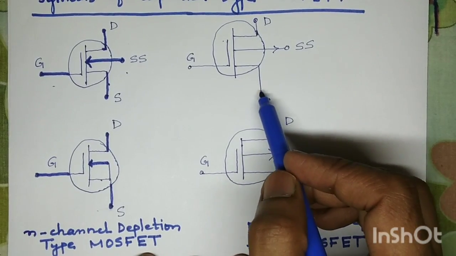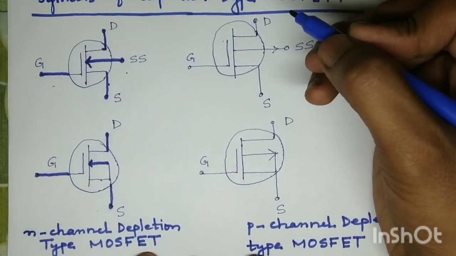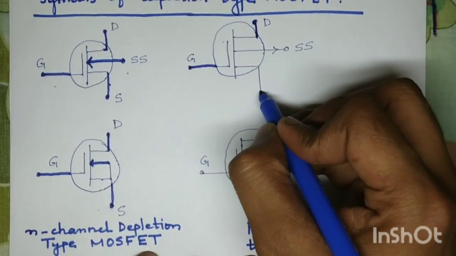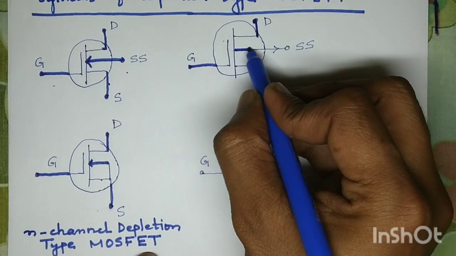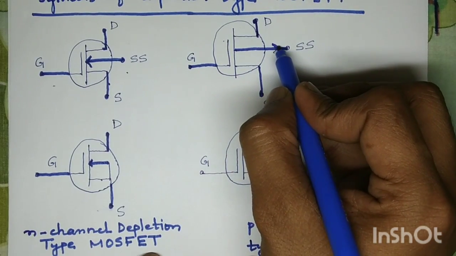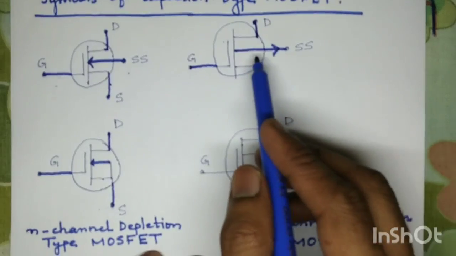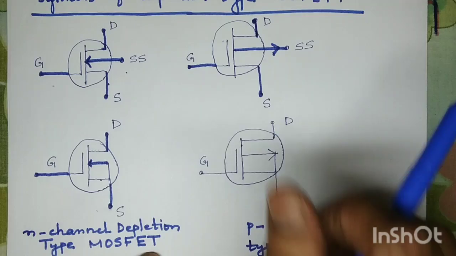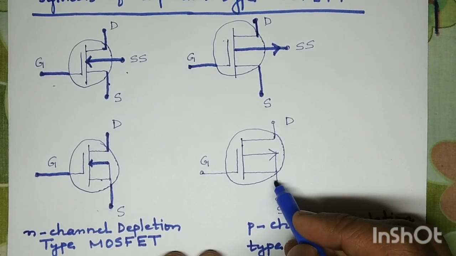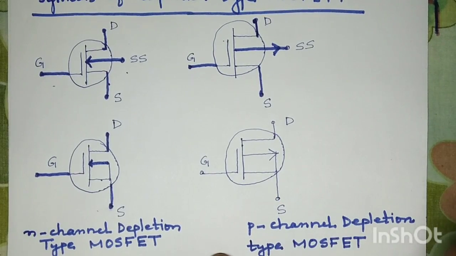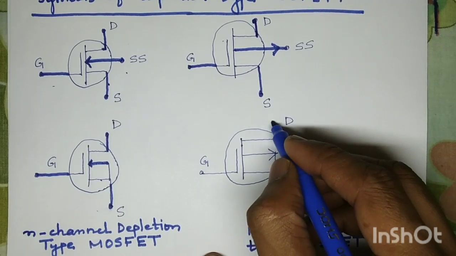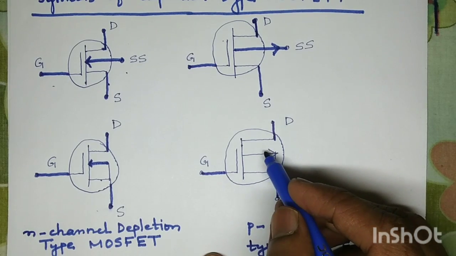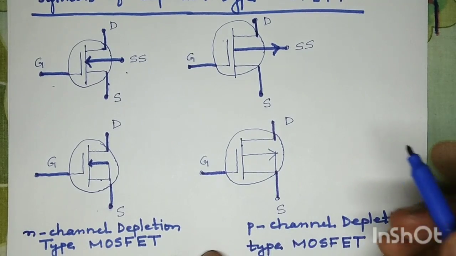Next, similarly for the P channel MOSFET, in P channel depletion type MOSFET, this is the drain terminal, this one is the gate terminal, and this one is the source terminal, and this is the substrate terminal. And in this case, the arrow in the substrate terminal is in the forward direction. This is another symbol of P channel depletion type MOSFET. This is the drain terminal, this is the gate terminal, this is the source terminal, and in this case the substrate and the source are connected to each other.